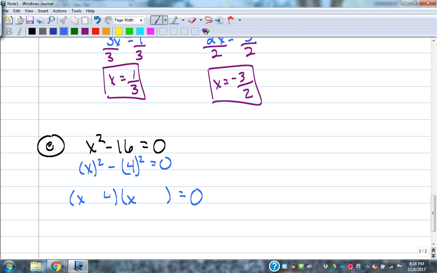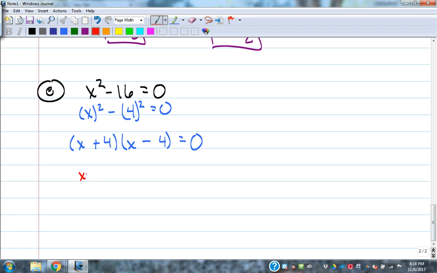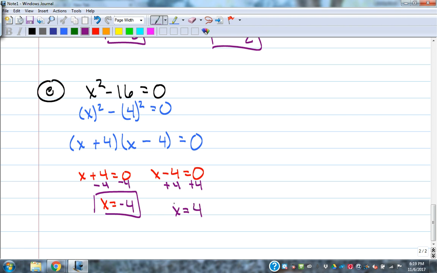x in the front, 4 in the back. One's a plus, one's a minus. That's a difference of squares. Set each factor equal to 0, and then solve it. So x, subtract 4, would be negative 4. Add 4, would be positive 4. Two solutions there.